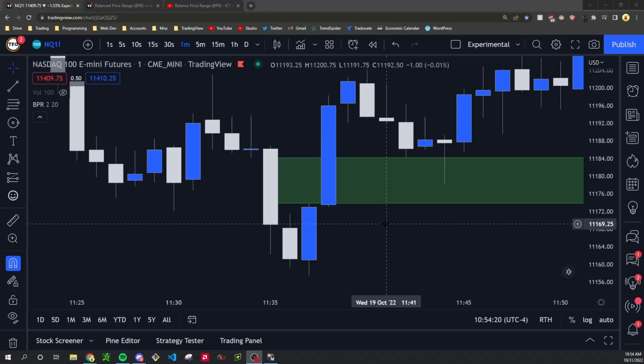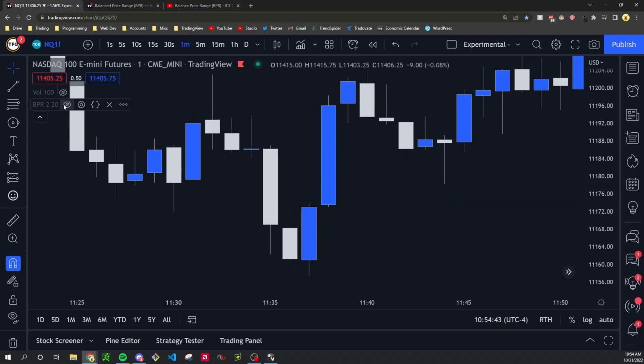Hey everyone, today I just wanted to make a really quick video on balanced price ranges, or BPRs, and also show this script that I made that helps you track them automatically. So first of all, what is a balanced price range? Well, if I turn this off really quick, I can show you.